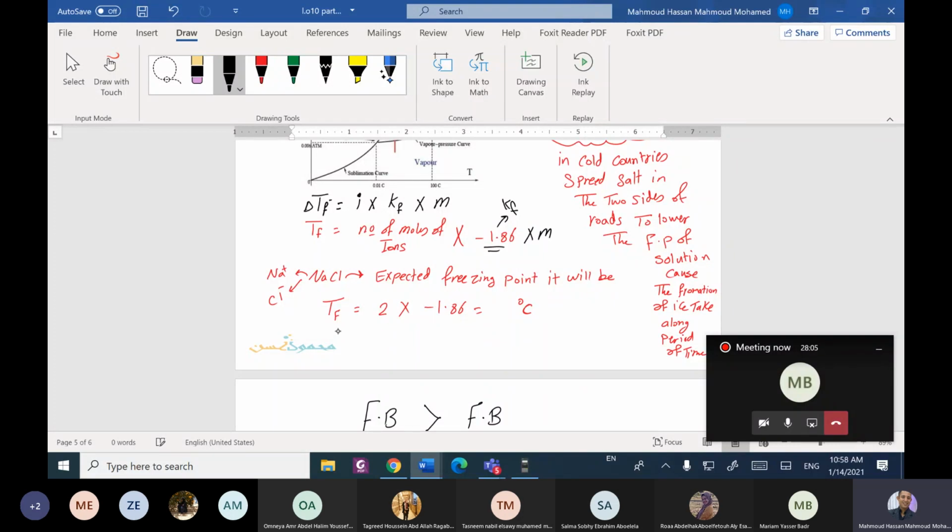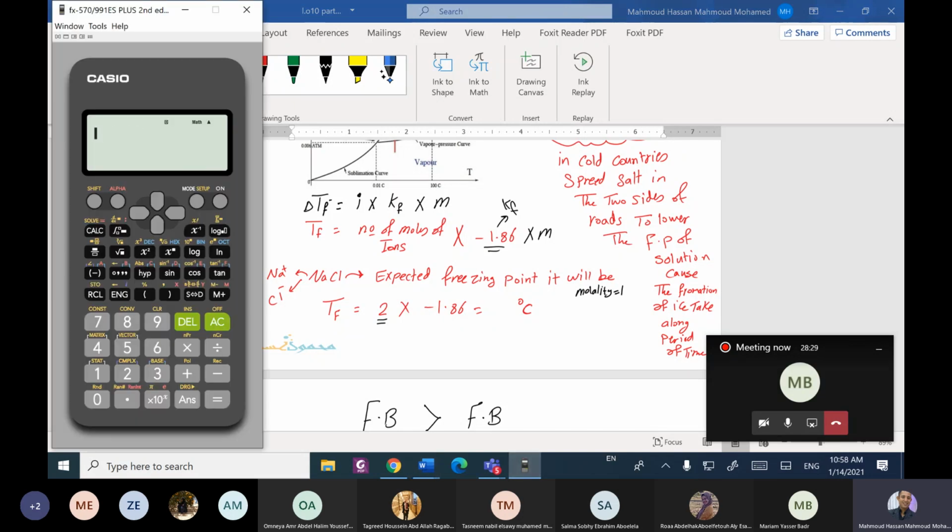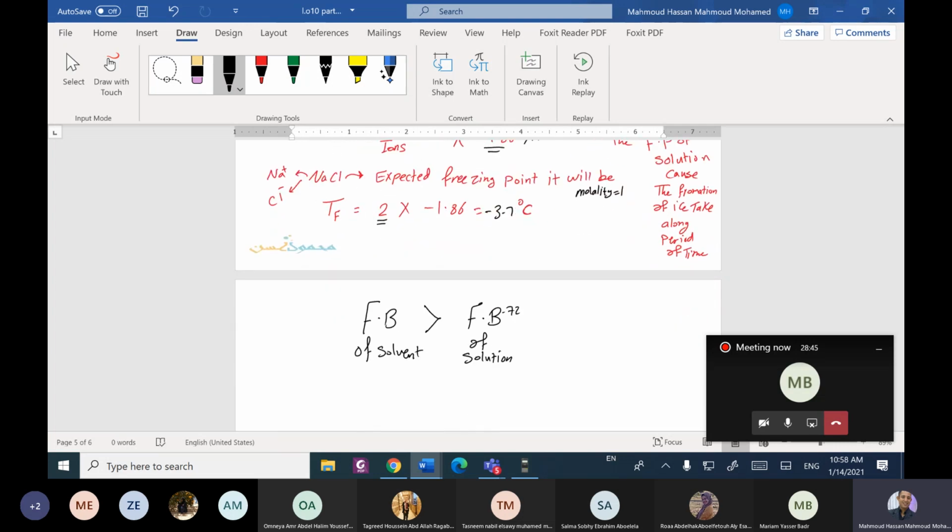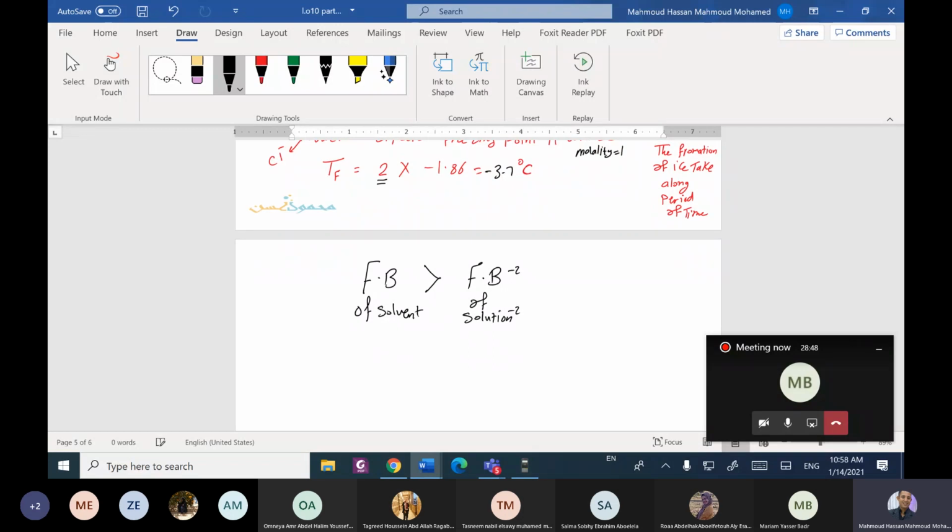So if we're talking about the expected freezing point for sodium chloride, the Van 't Hoff factor will be i equal 2, since we have 1 mole of sodium ion and 1 mole of chloride ion, and Kf will be 1.86 with molality equal 1. So the expected depression will be 2 times negative 1.86. The depression takes place by negative 3.72 degrees Celsius. The freezing point of the solvent is greater than the freezing point of the solutions.